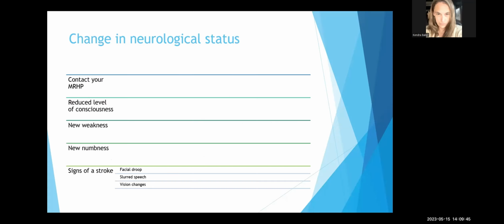So if during your assessment of your patient, there is a change in their neurological status, you want to go ahead and contact your most responsible healthcare provider. This would be if you notice a reduced level of consciousness, any new weakness or numbness, or any signs of stroke, including facial drooping, slurring speech, and vision changes.